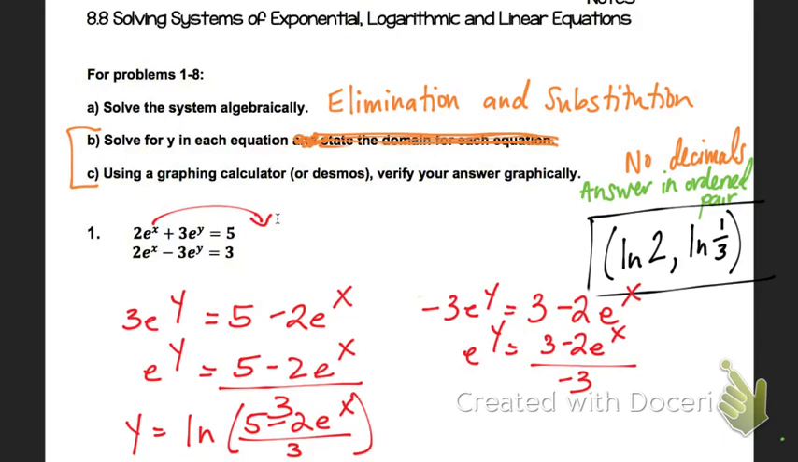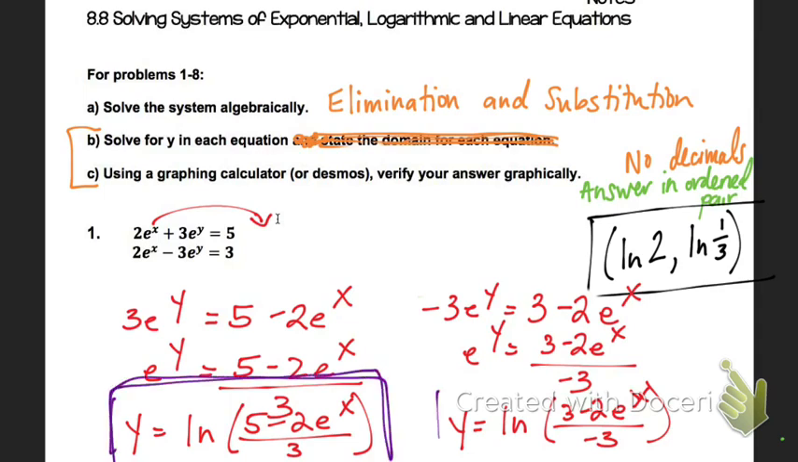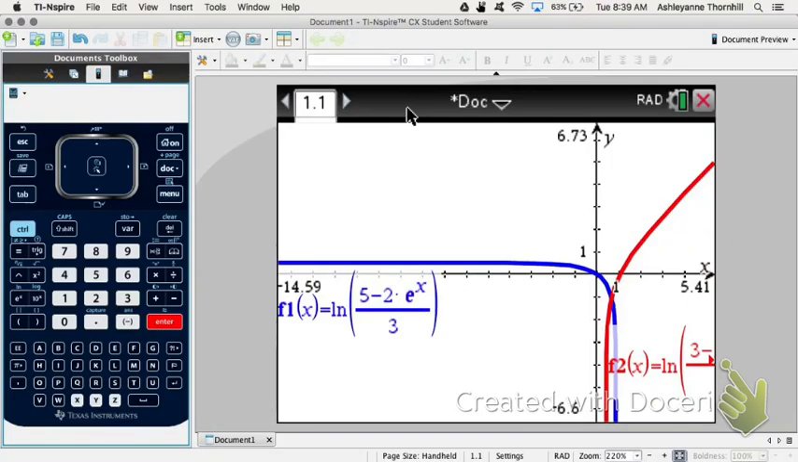Yeah, this will be on the calculator part. So y equals ln of (3 minus 2e^x) over negative 3. If you're one of those people that wants to check it in your calculator, go to your calculator and graph both of these equations. When you graph them, you should get these right here. I want to find the point of intersection.